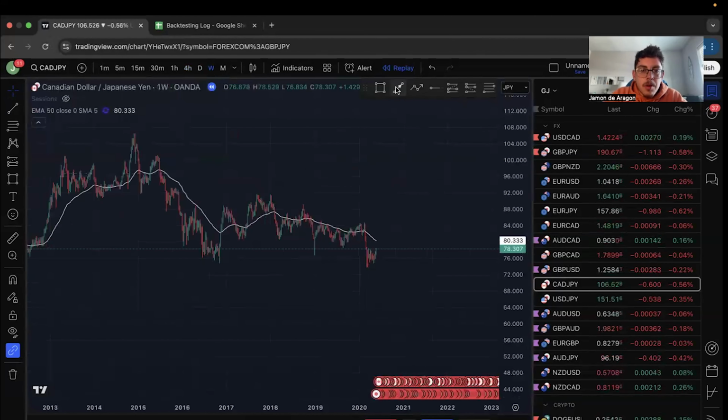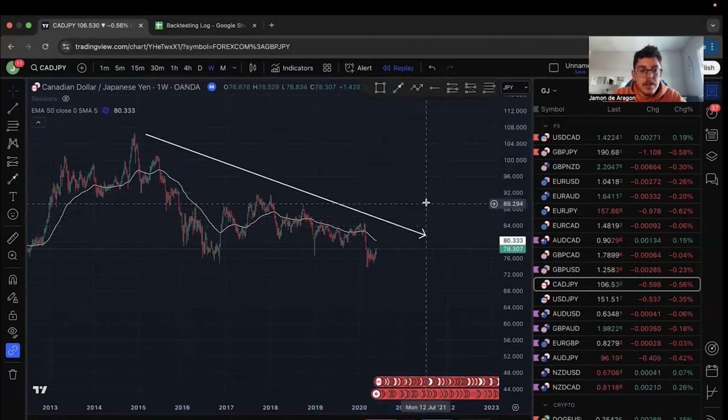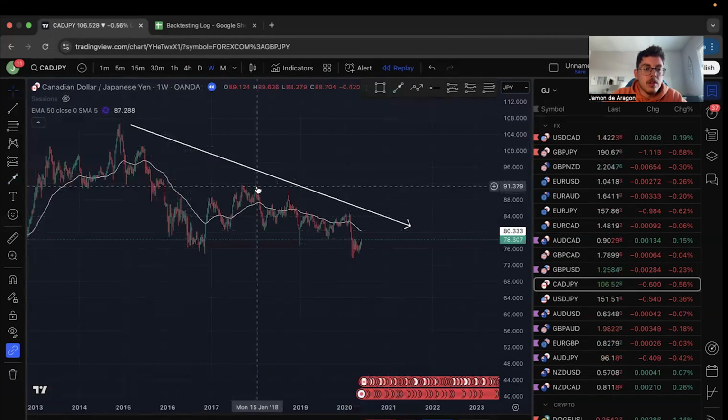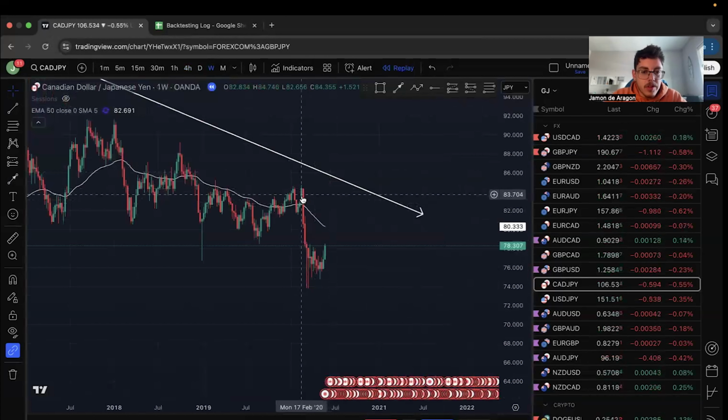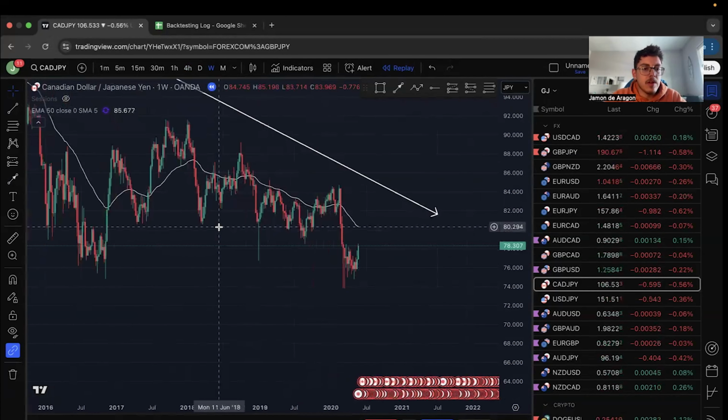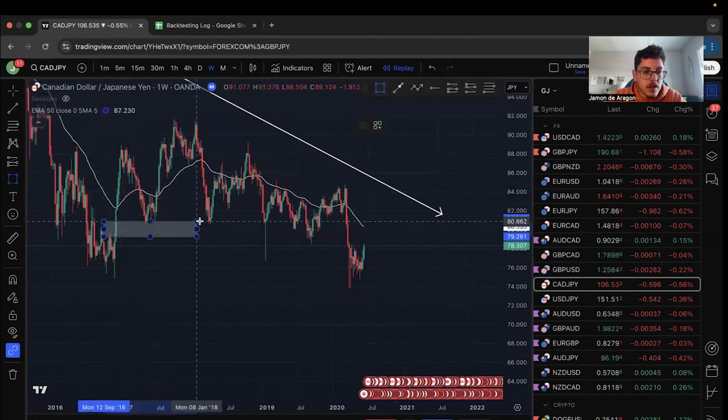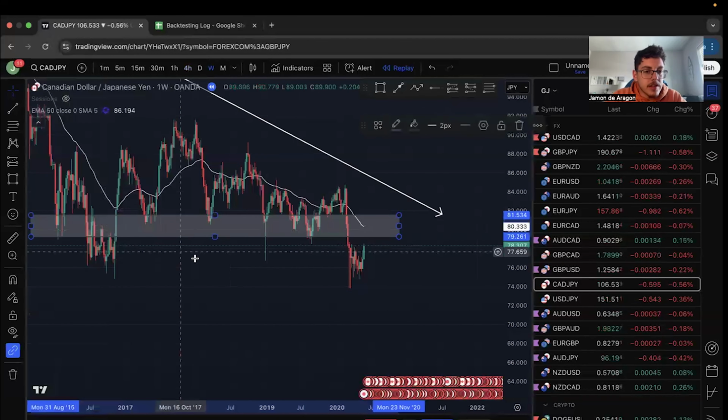Now, upon looking at this, I can see price is in a bit of a downtrend. We can see lower low, lower high, lower low. And we've recently had a strong drop below the EMA, as well as a support zone right here. It even extends all the way back.